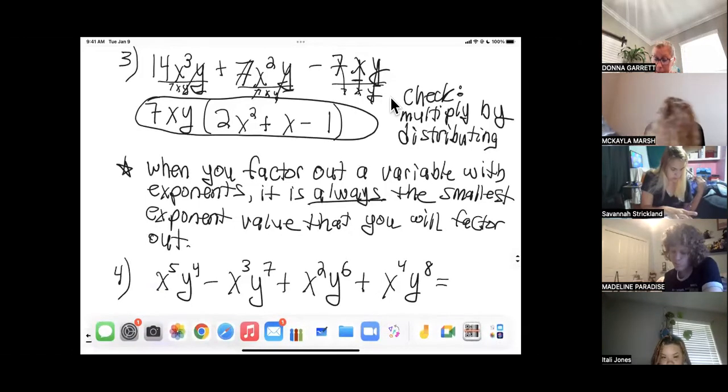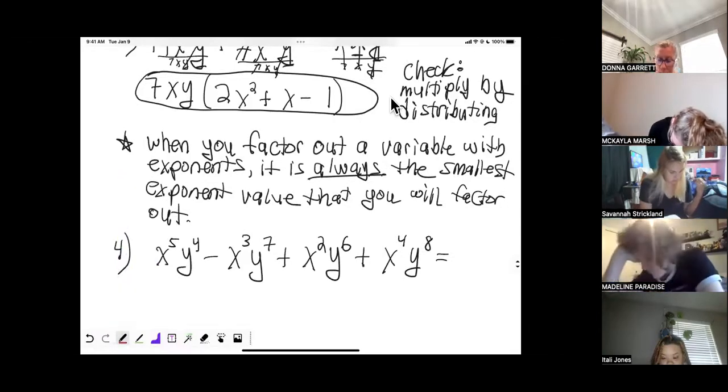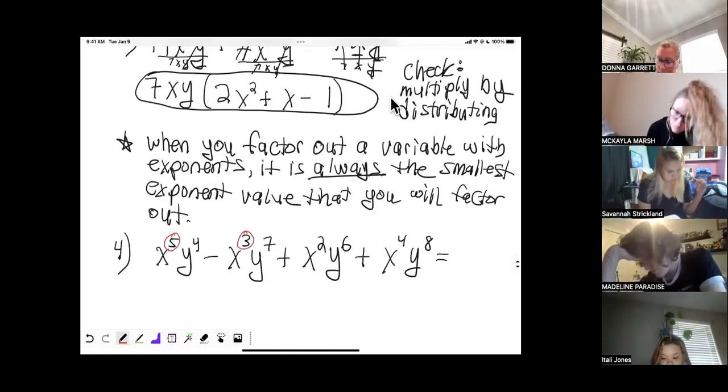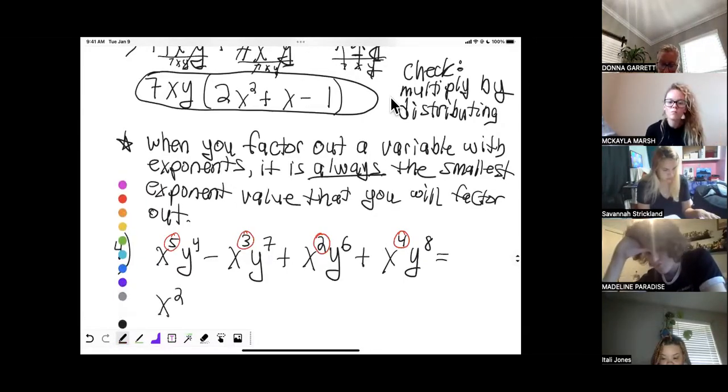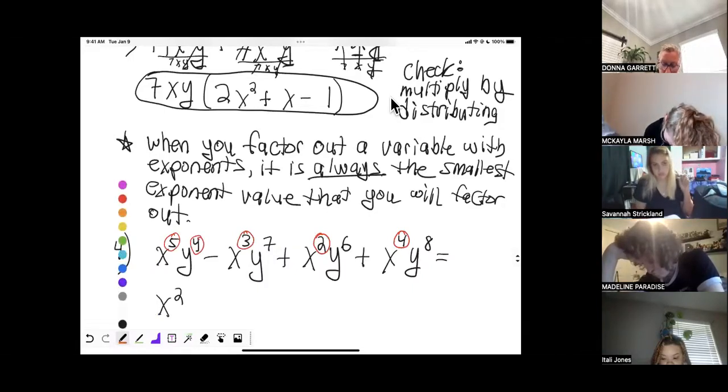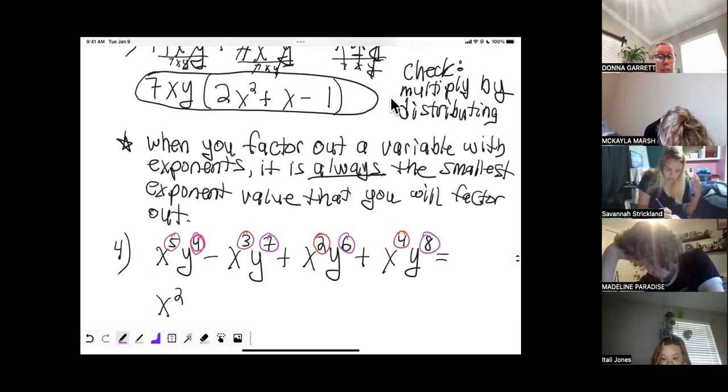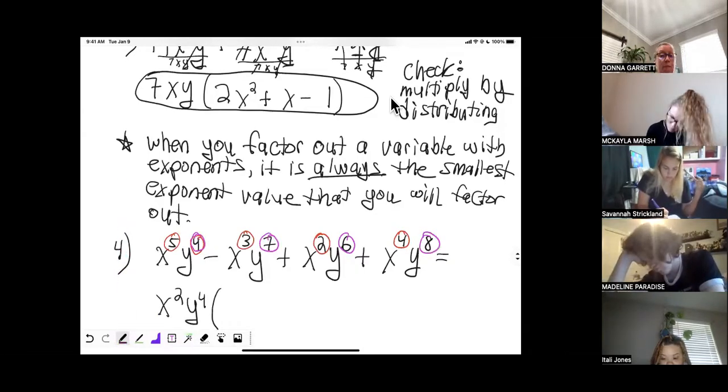So look at my x. I'm going to actually circle these in red. Look at my x exponents. I have a 5, I have a 3, I have a 2, I have a 4. Which one's my smallest one? 2. So I'm going to be factoring out x squared. Then look at your y exponents. I have a 4, I have a 7, I have a 6, I have an 8. Which is the smallest exponent? The 4. So 4 is going to be what I factor out for the y. So the greatest common factor of this is x squared y to the 4th.